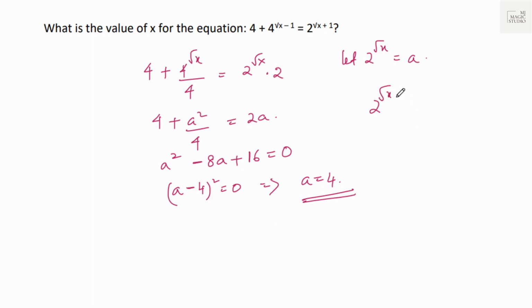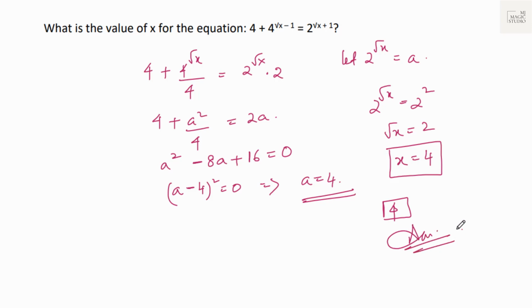So 2 to the power root x is 4, that is 2 square. That means root x is 2, therefore x is 2 square, that is 4. What is the value of x? In the box given, we'll put 4 and move on.